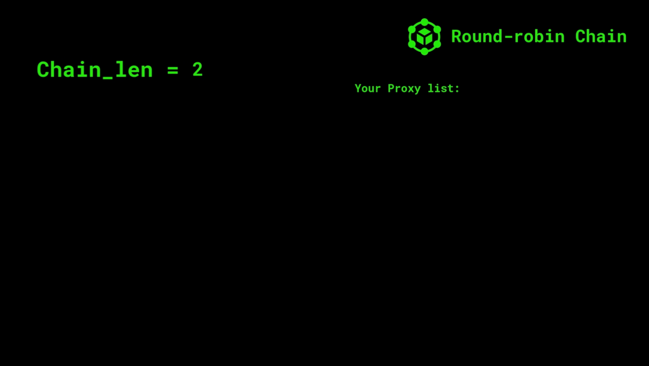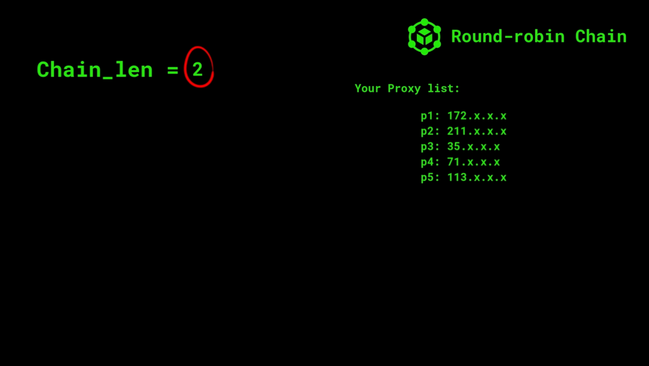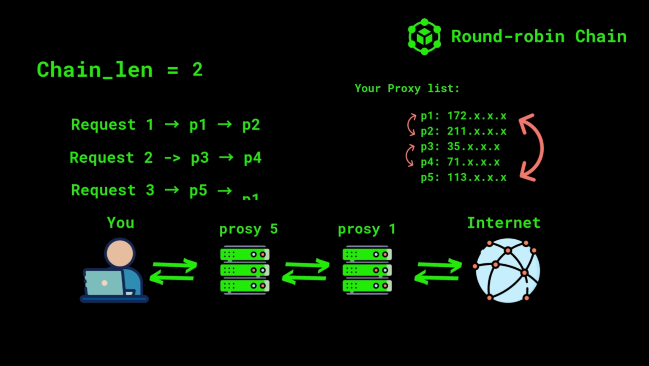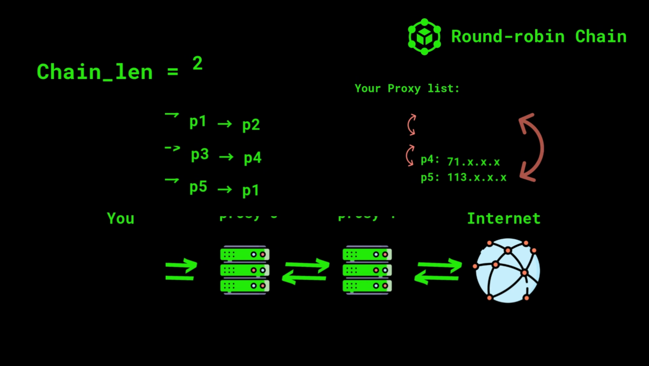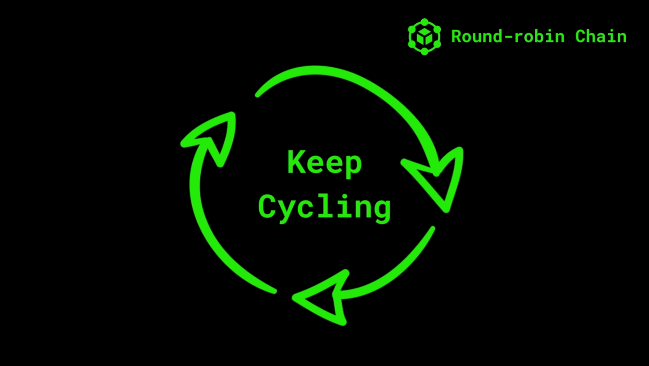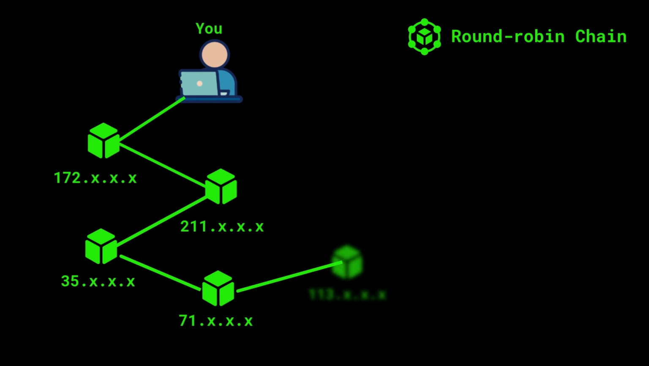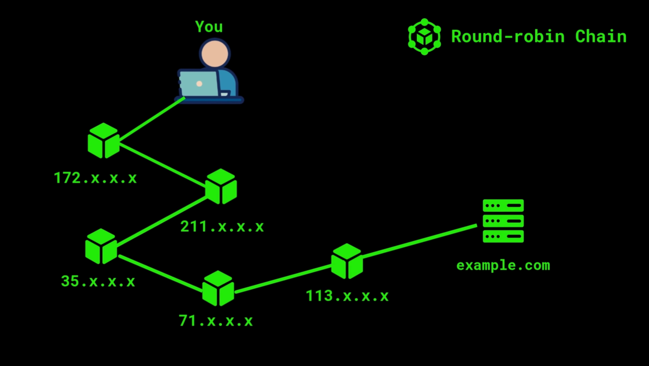For example, if you have 5 proxies and the chain length is set to 2, the first request uses proxy 1 and proxy 2. The second request uses proxy 3 and proxy 4. The third request uses proxy 5 and again proxy 1, and it keeps cycling. If you don't enable the chain length option, all proxies in the list will be used for every connection.